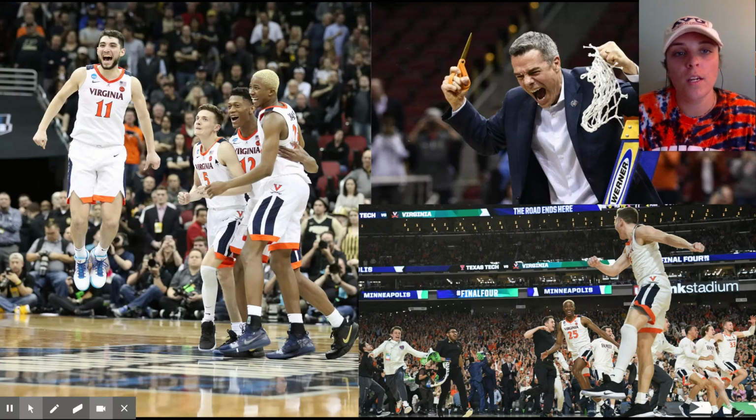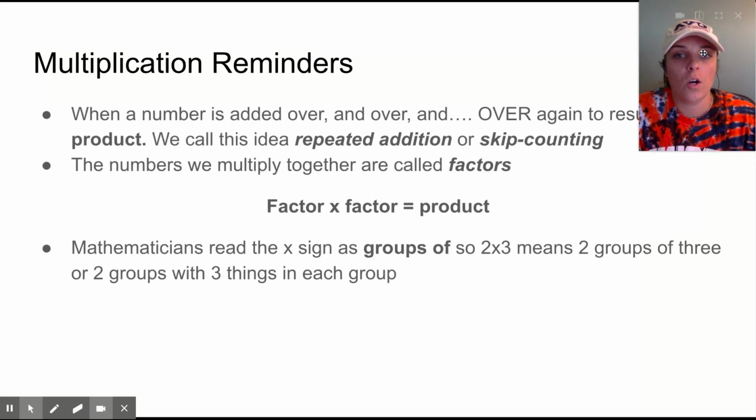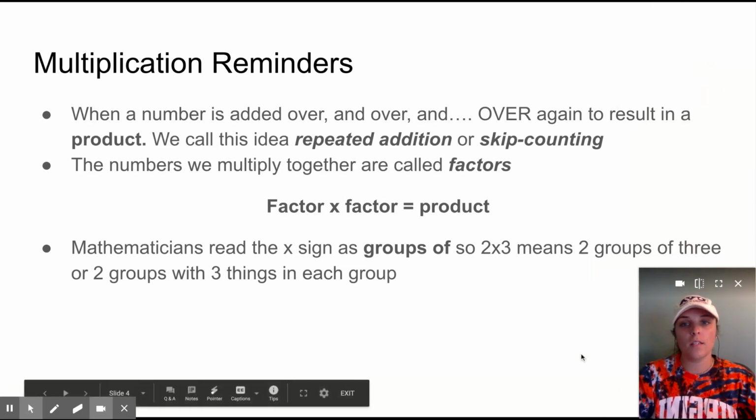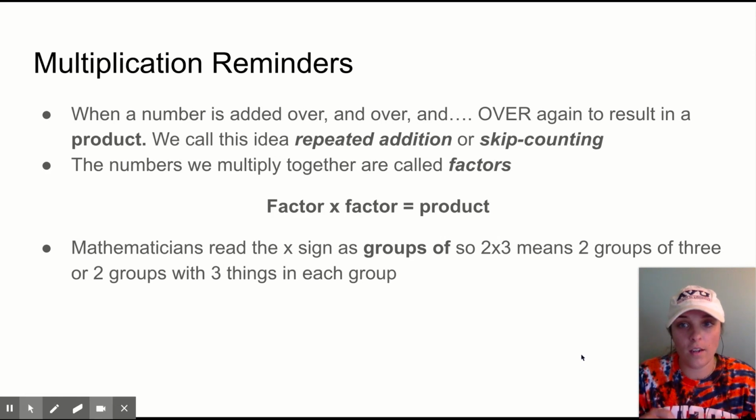Before we get into our lesson, some reminders. We know that multiplication is basically when a number is added over and over and over again to result in a product. A product is just the answer to a multiplication equation. It's the number we end on when we're skip counting. We call this idea of finding a product repeated addition or skip counting, depending on the strategy you're using.